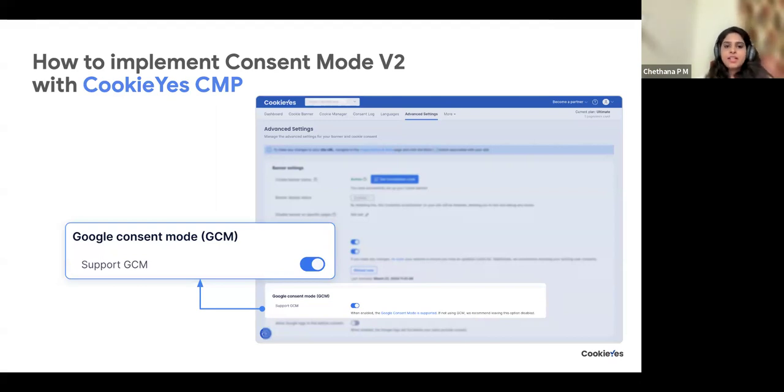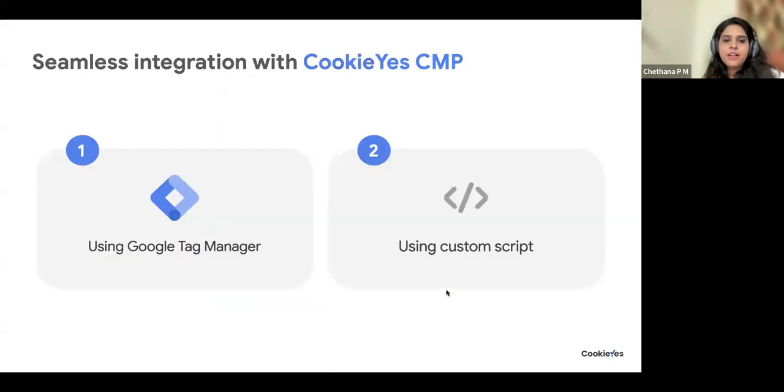So if you're a website owner or publisher who haven't implemented a cookie banner or utilized a consent management platform yet, better late than never, now is the perfect time to implement it. And when it comes to putting Google Consent Mode into action, there are two implementation methods that we'll discuss now. One is via Google Tag Manager GTM, and secondly, via a custom script.